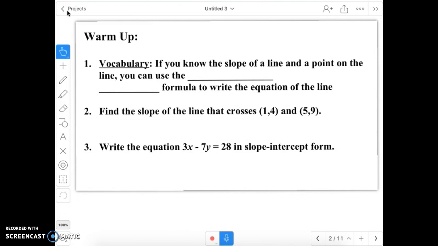If you know the slope of a line and a point on the line, you can use the blank formula to write the equation of the line. So anytime you would know a point and a slope, we can simply call that the point-slope form of a line.